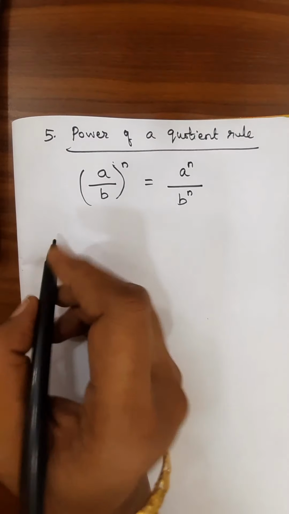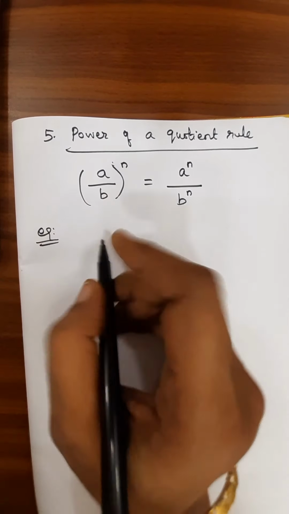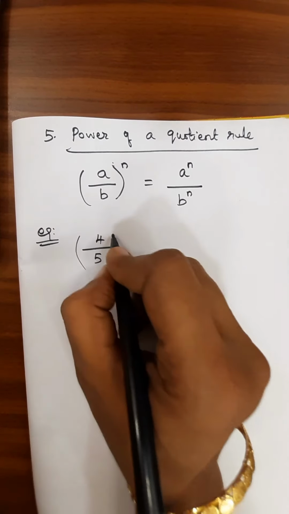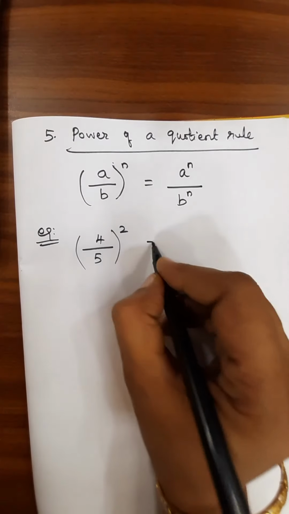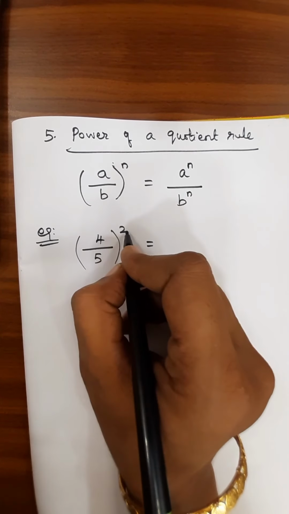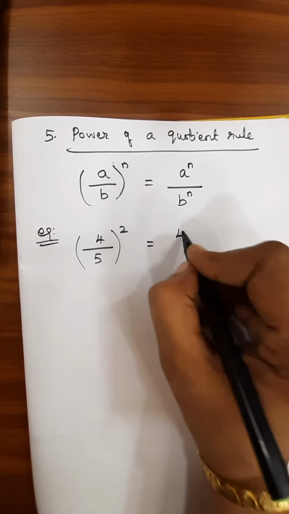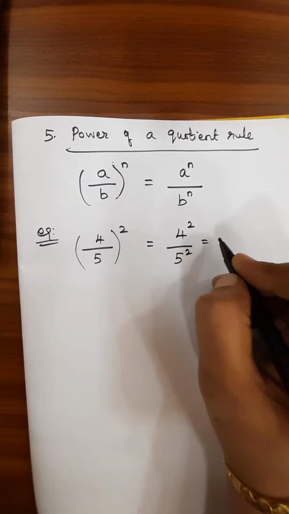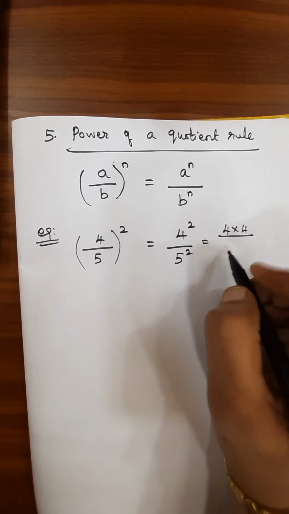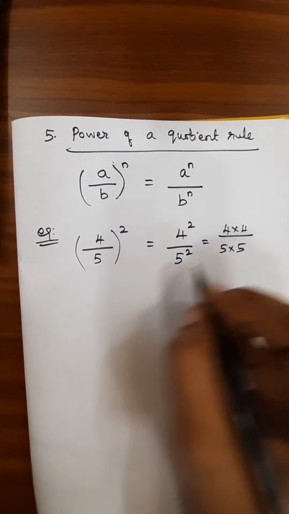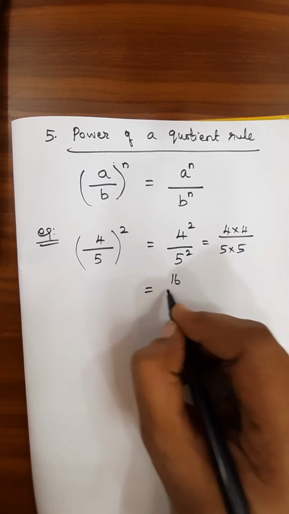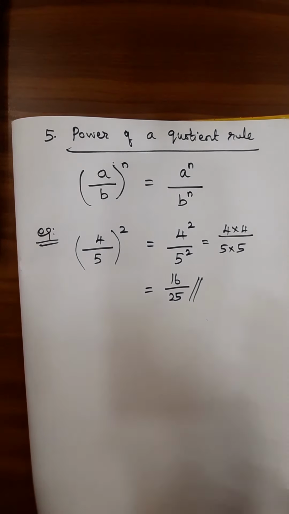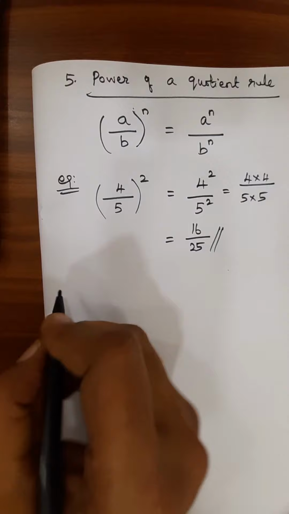Let's see one example for this. See, (4/5) to the power of 2. Now we can apply this power to both the numerator and the denominator. So 4 squared divided by 5 squared, which is equal to 4 into 4 divided by 5 into 5. 4 into 4 is 16 and 5 into 5 is 25. That's the answer. Clear? Now next we go for the sixth rule.